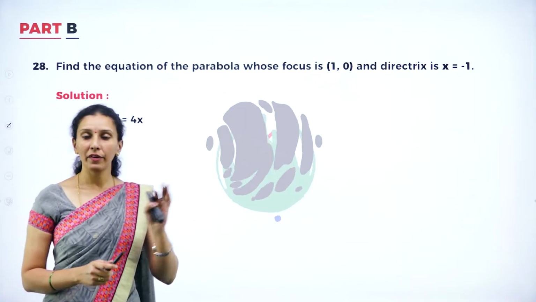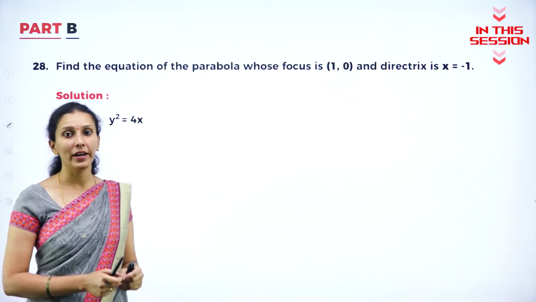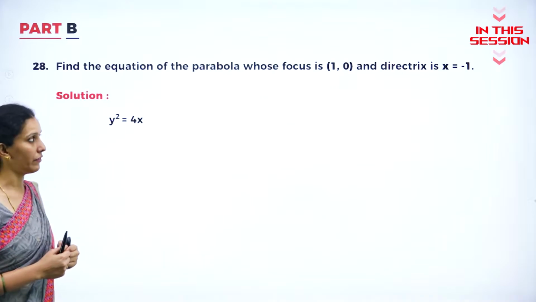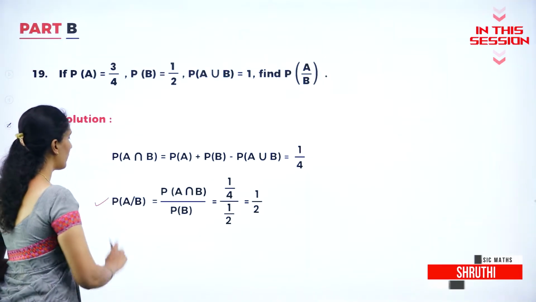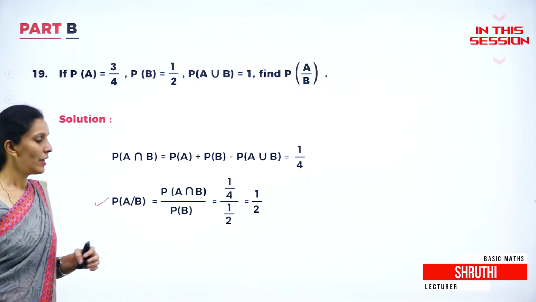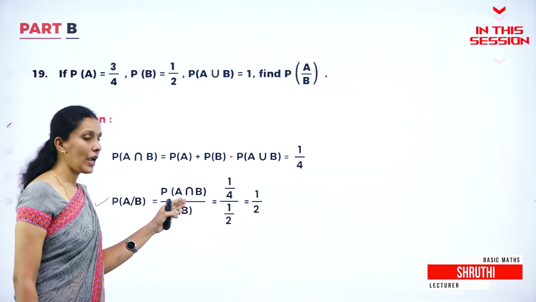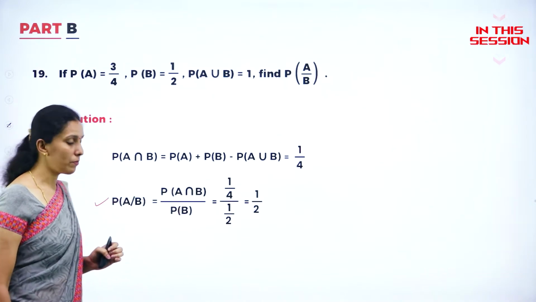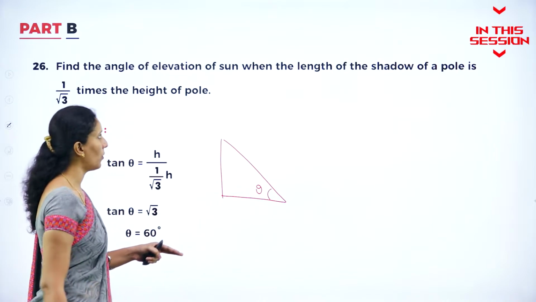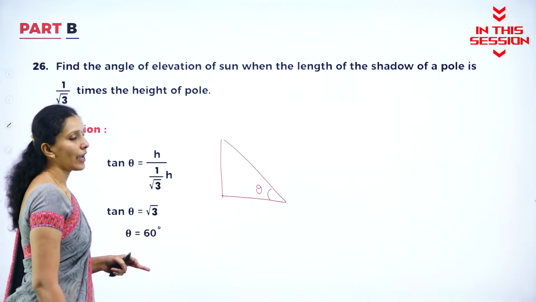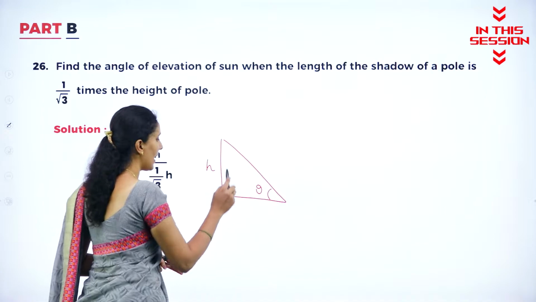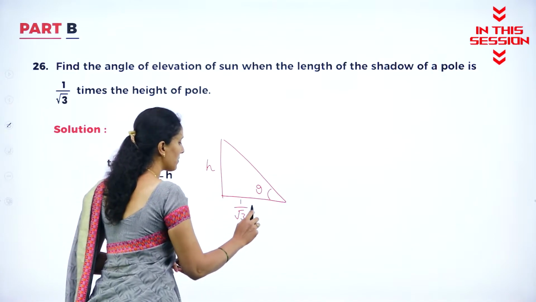Learn all the standard equations of parabola. It's very easy to identify what type of parabola they have given. To find the formula of conditional probability of A over B, we have it as probability of A intersection B by probability of B. If you take this is the shadow of the pole, it is 1 by root 3 times the height of the pole. If you take this as h, this is 1 by root 3 times h.